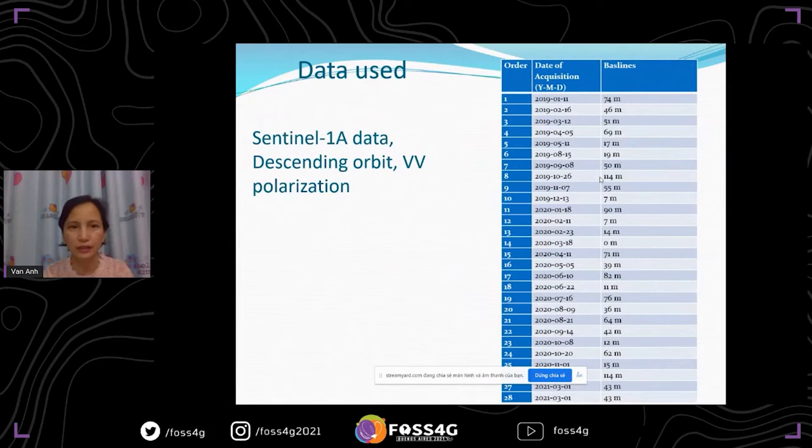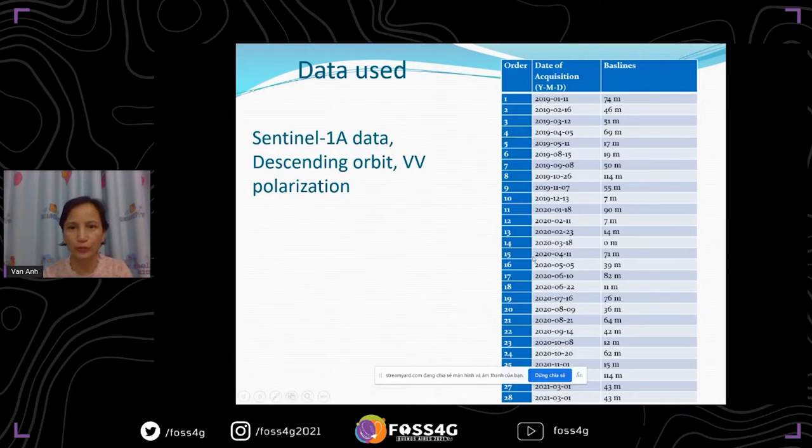So the data we use is Sentinel-1 data, descending orbit. As you know, Sentinel-1 data is free data from ESA, and in this case, we use single look complex images. That means it's one type of image that has separated the phase and amplitude. In this case, we use the VV polarization.